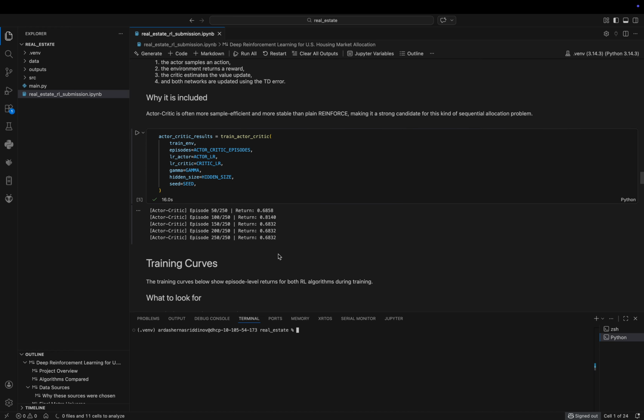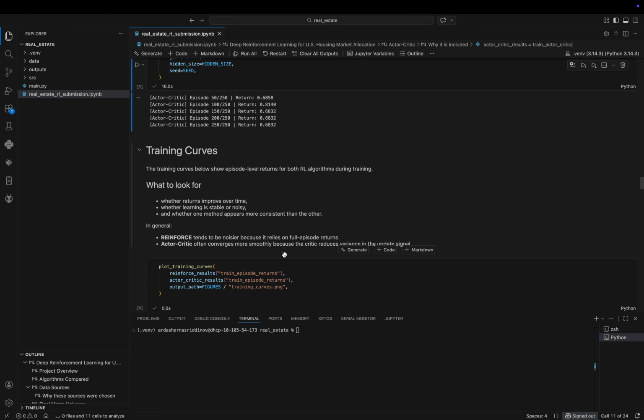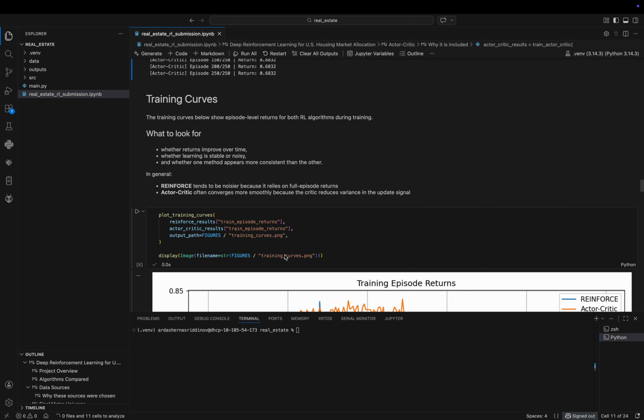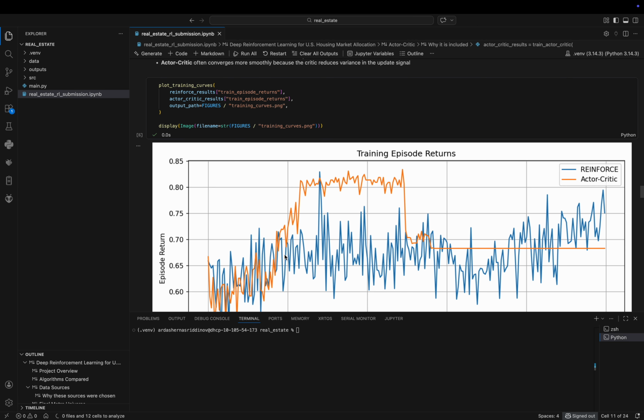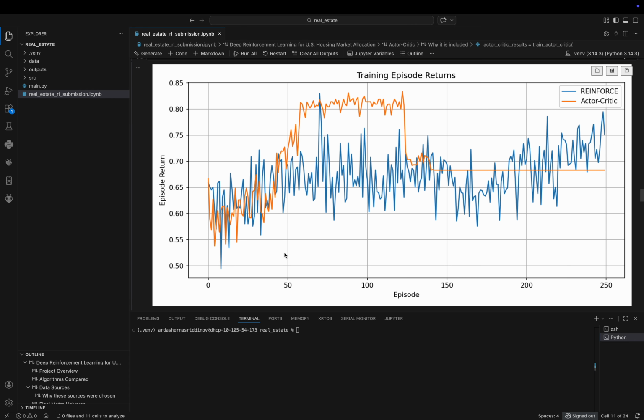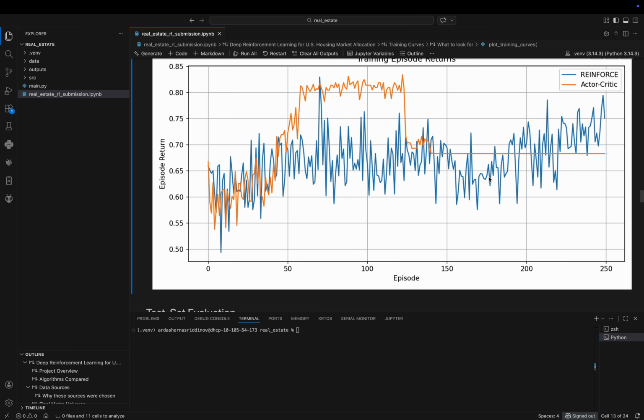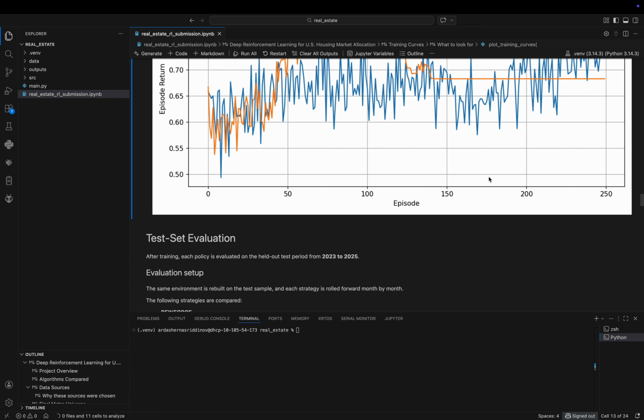It was 250 episodes, very quick training, a few seconds. You can see some comparisons here; first, these two are compared. As you can see, the Actor-Critic has some high episode returns, and then it settles down on one market or metro, while REINFORCE is just all over the place and ends up underperforming, as we'll see later as well.